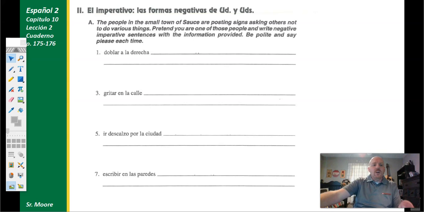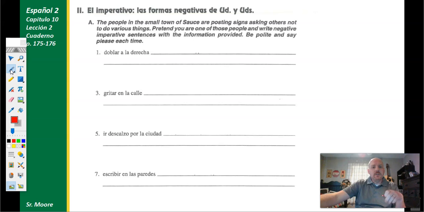In your cuaderno, your workbook, página 175 a 176, actividad 2 y 3, el imperativo. We've been talking about the imperative form of the verb. That is the command form, specifically in this activity for usted and ustedes. Remember that usted is the formal singular, and then ustedes is the formal plural.